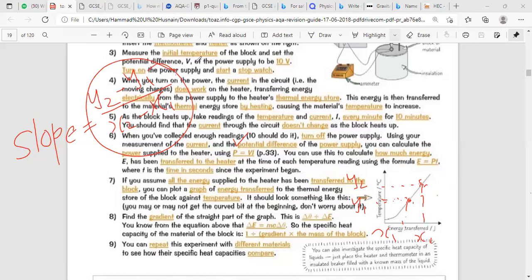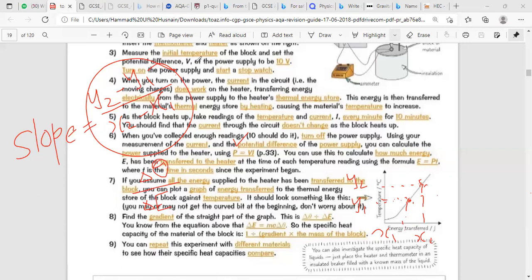Now in a graph, we can have anything on the x and y axes, and we can find the slope of any of those parameters. But in this particular graph, on the y-axis we have temperature, and on the x-axis we have energy. So what will the slope give? It will give delta theta divided by delta E, the change in temperature with respect to the change in energy. You know from the equation above that delta E is equal to m C delta theta.